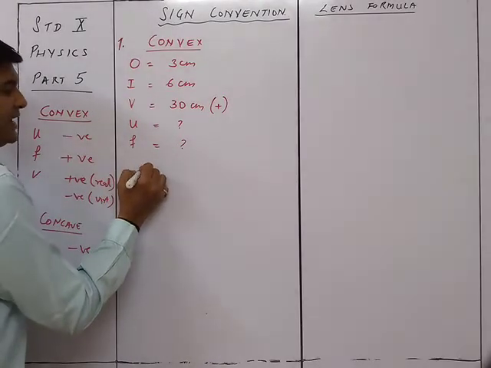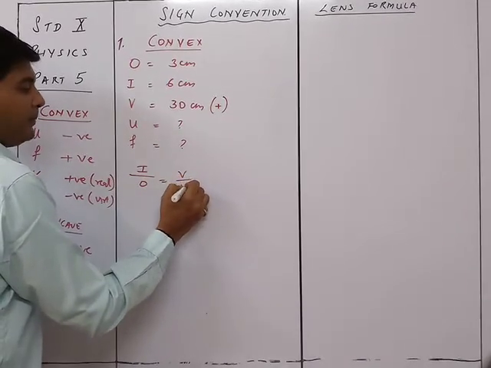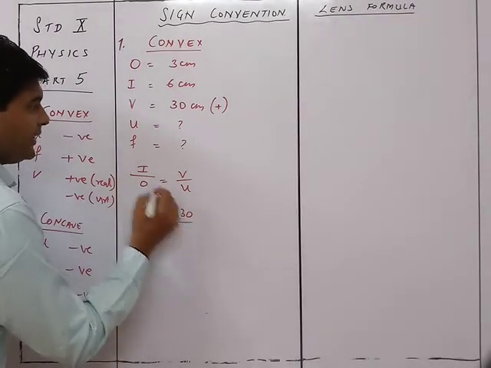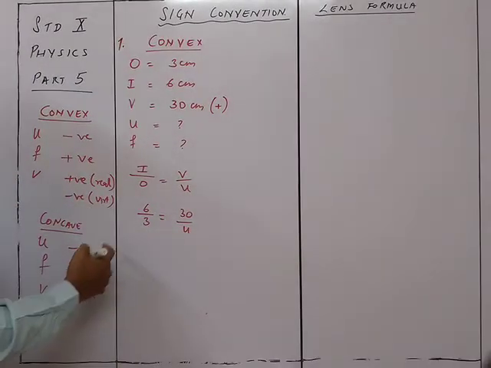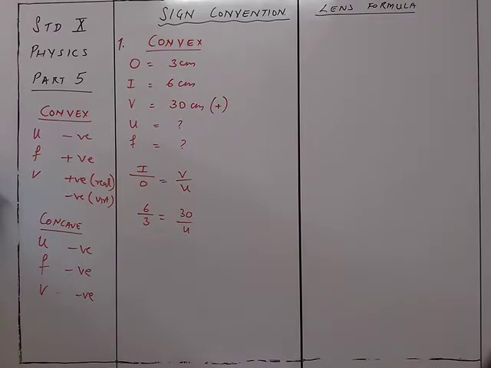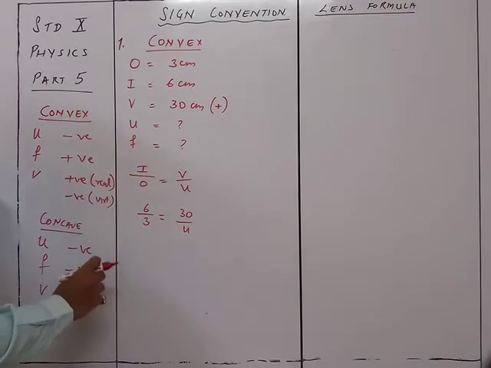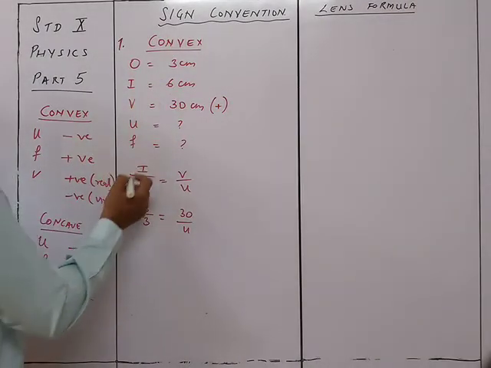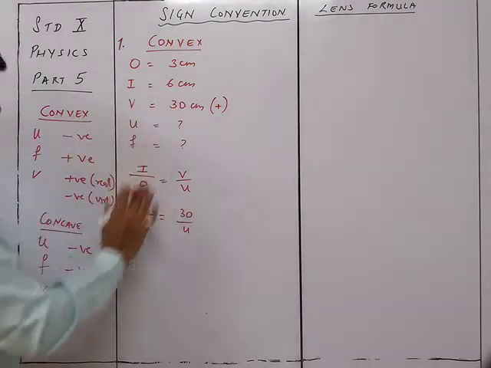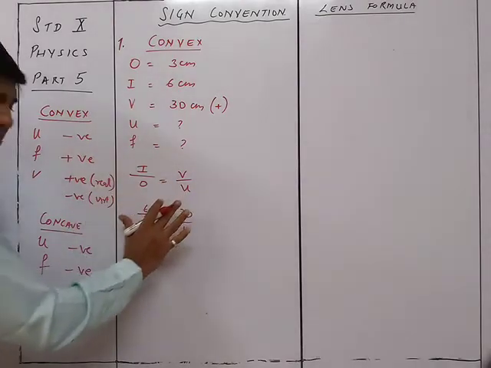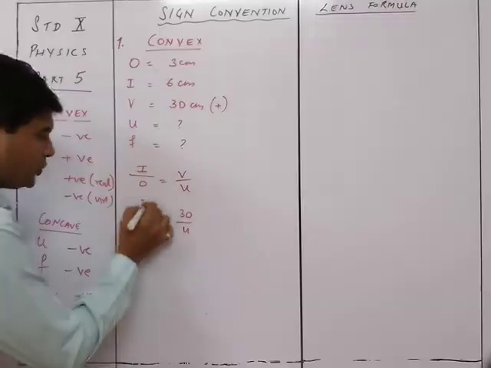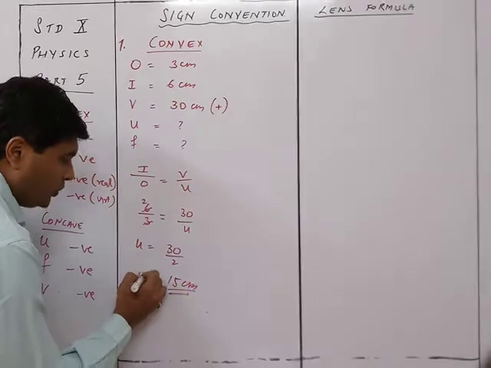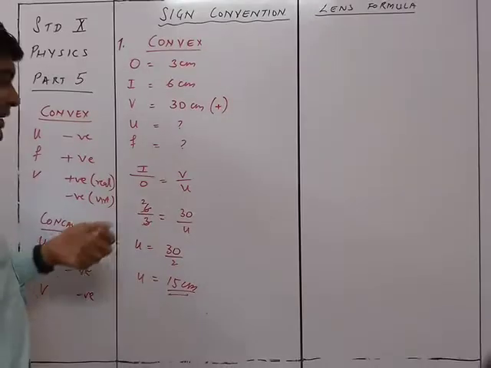So first of all, I upon O is equal to V upon U is the first formula. I being 6, O being 3, V being 30 and U being U. Of course, we can see over here that the image which is going to be formed is real, so U will be negative. We already know that U will be negative, so we are not using any sign convention here. So this cancels to U times 2, so U is equal to 30 upon 2 is equal to 15 centimeters. So U is 15 centimeters.